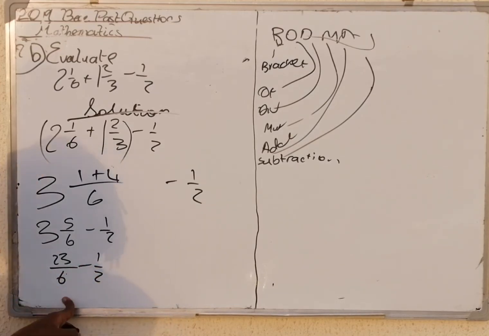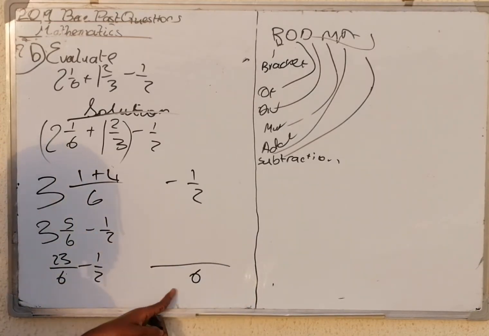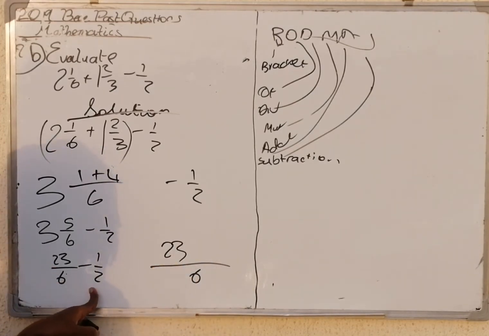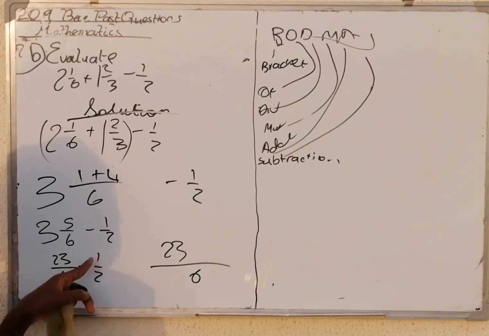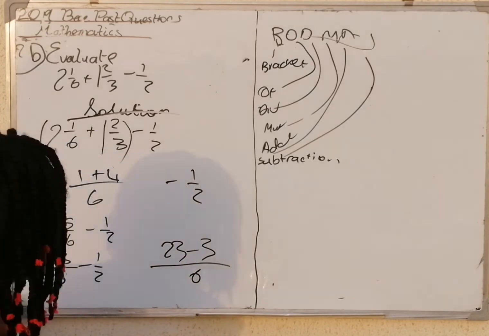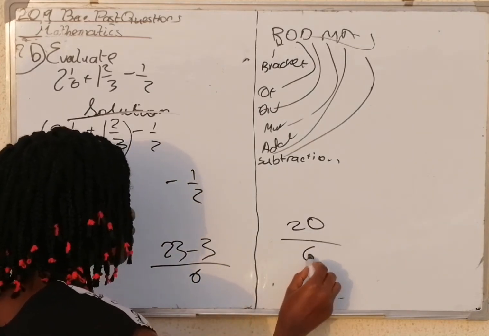So now what do you do? You find the LCM of their denominators. So the LCM of their denominators is 6. 6 divided by 6 is 1. And 1 times 23 is 23. 6 divided by 2 is 3. And 3 times 1 is 3. So 23 minus 3 all over 6. 23 minus 3 is 20 all over 6.